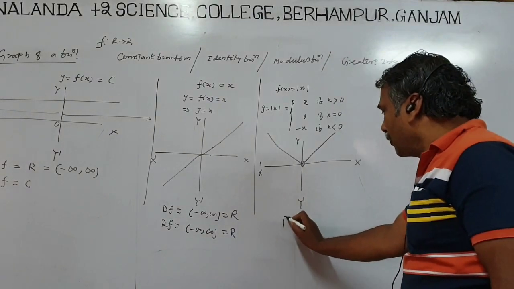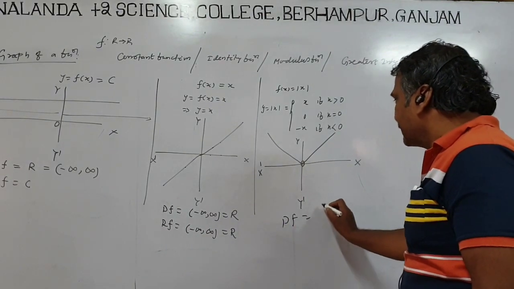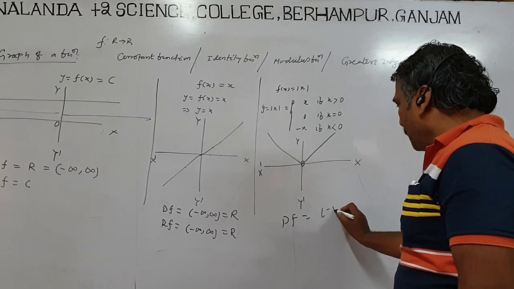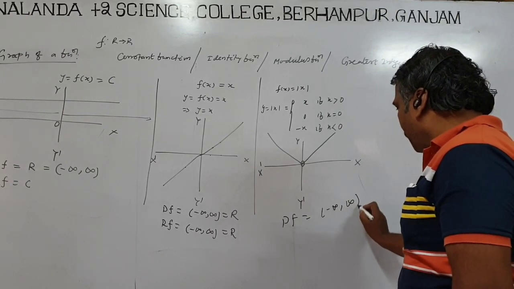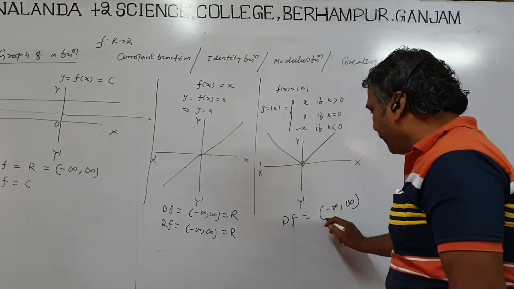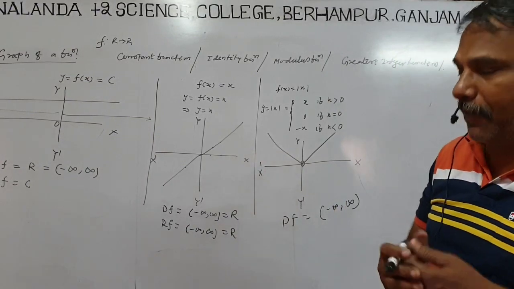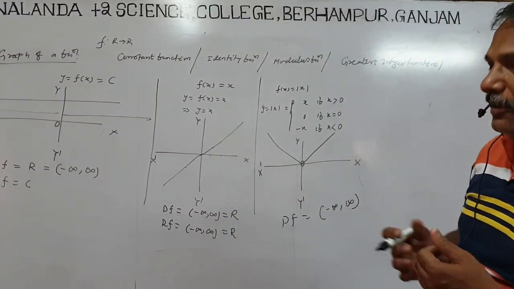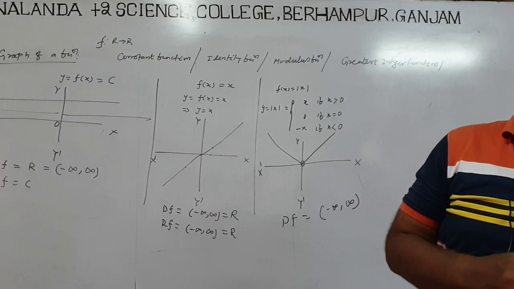What is the domain of the function? X is a real number, minus infinity to plus infinity. This is an open interval, not a closed interval. Open interval means exclude the end points. Closed interval means include the end points.